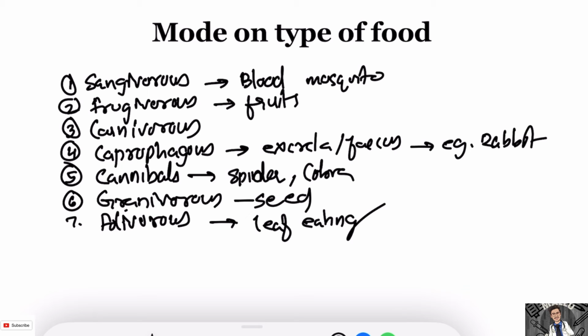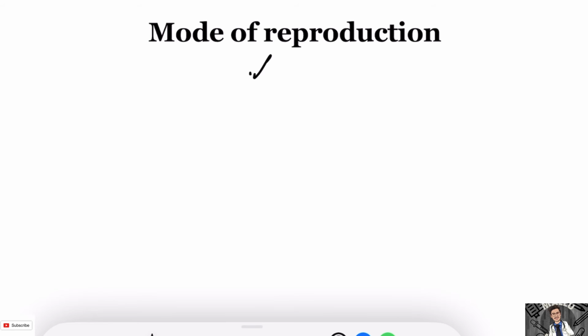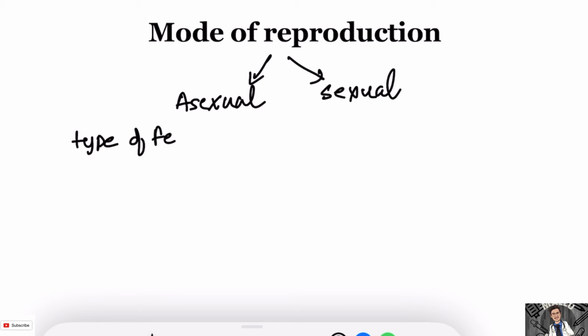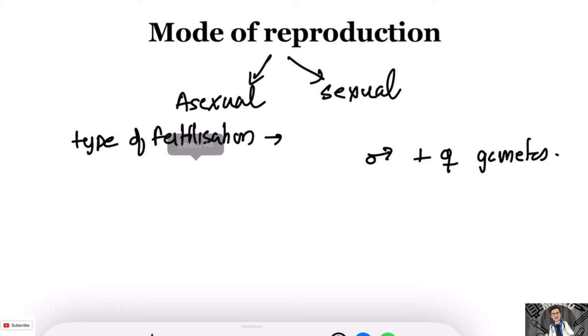Okay, so that completes based on the mode of type of food. Then based on the mode of reproduction, we have asexual type of reproduction and sexual type of reproduction. Alright, now we have also within the mode of reproduction type of fertilization. Okay, what is fertilization? It's the fusion of male and the female gametes, right? So it can be either external fertilization or internal fertilization.